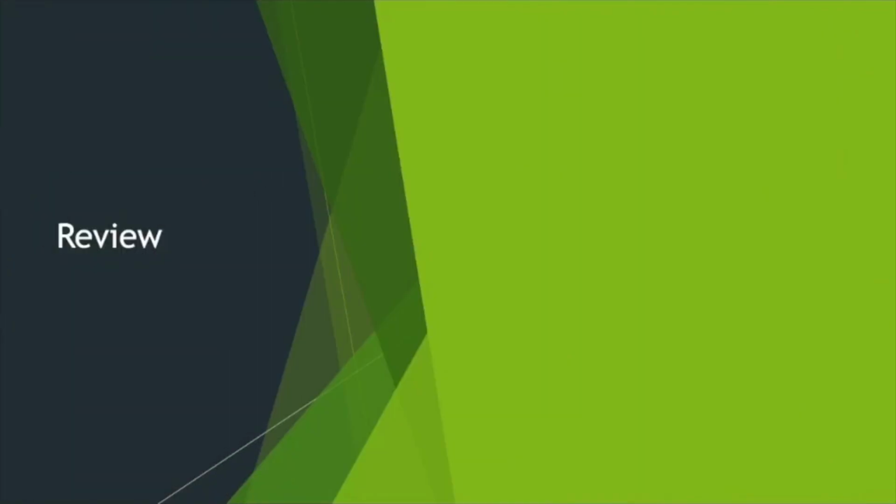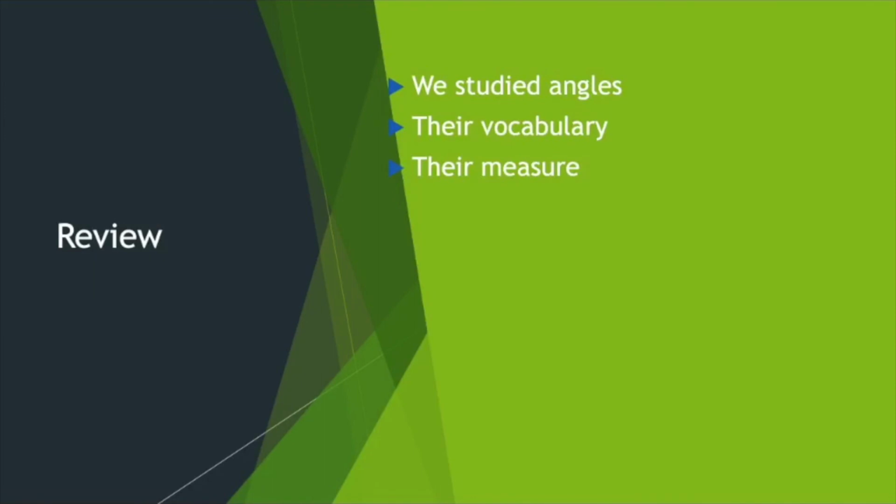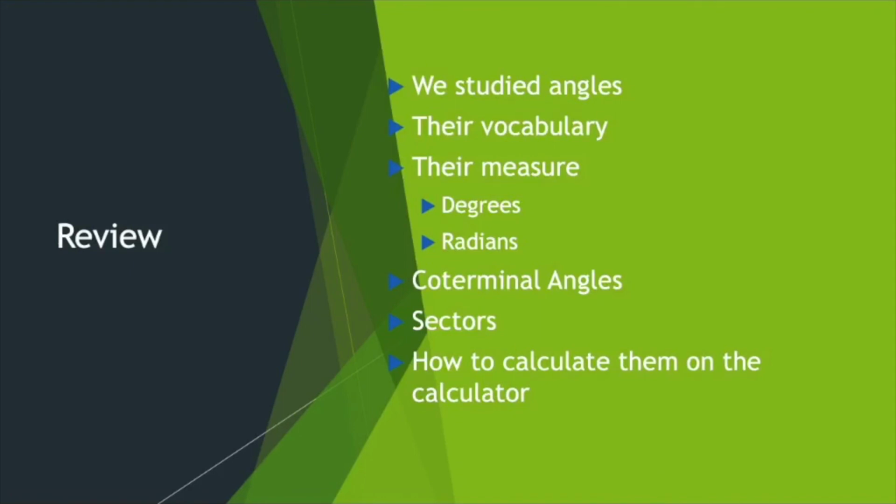We have now completed this lesson. We've studied angles. We studied their vocabulary. We studied how they were measured. We got both degree measures and we explored radian measure. We studied coterminal angles with those radians. We also found sectors, their area and their arc length. We also explored how to do radians on our calculator.